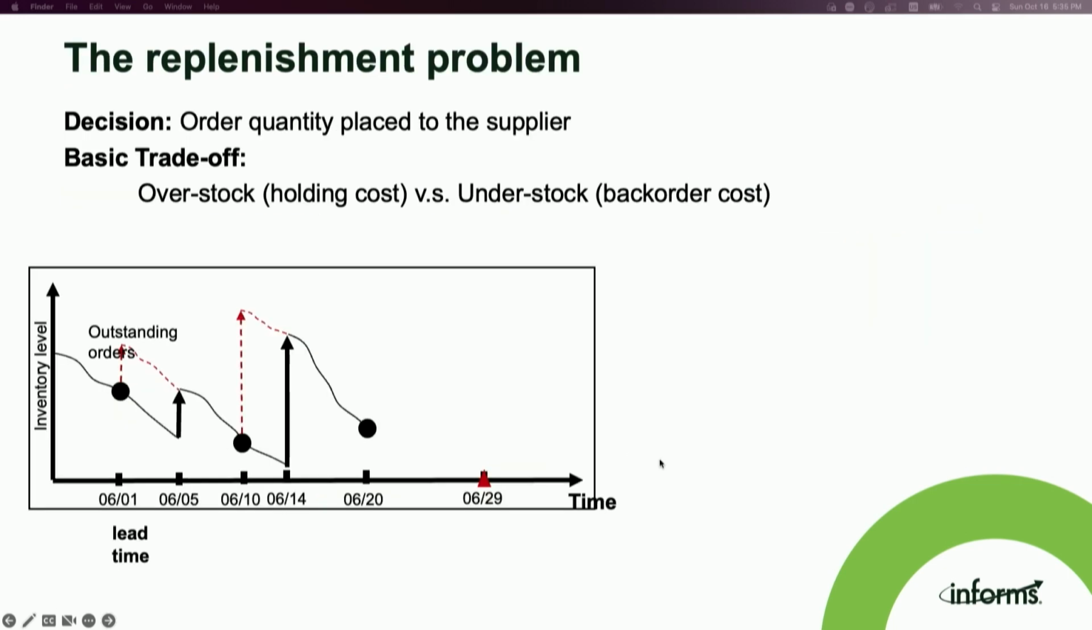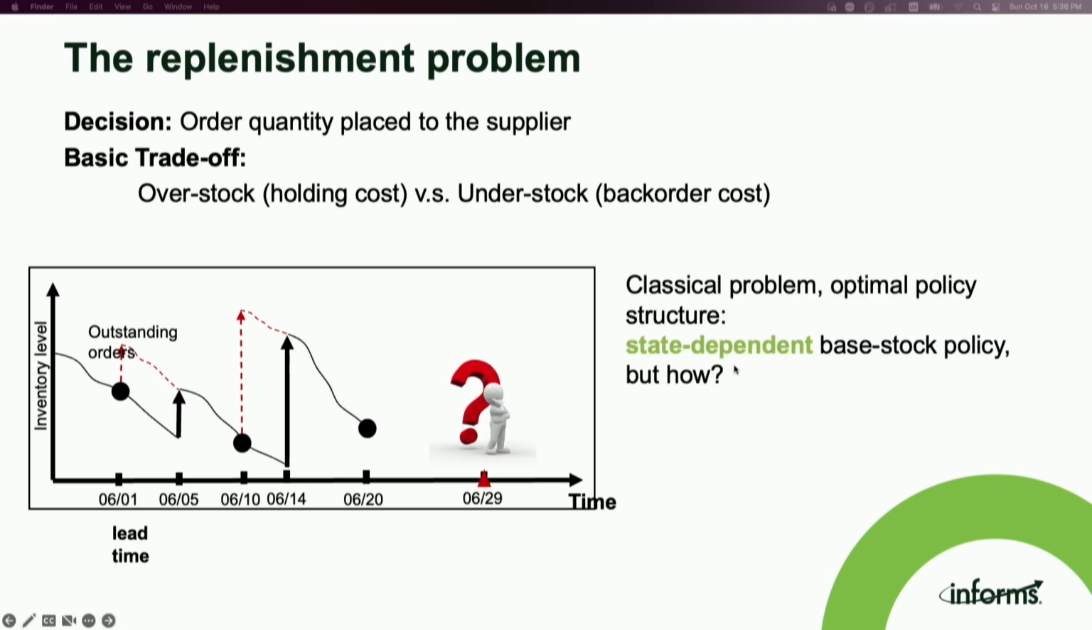So let's look at the replenishment problem. Our decision is the order quantity that one would place to the supplier. And the basic trade-off is that we don't want to be overstocked, because that will give us holding costs. And we also don't want to be understocked, because that will give us a backorder cost. So we're trying to decide how much we should order at each ordering time.